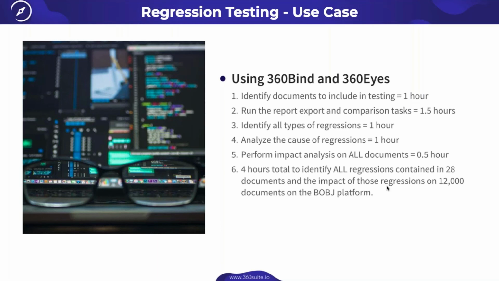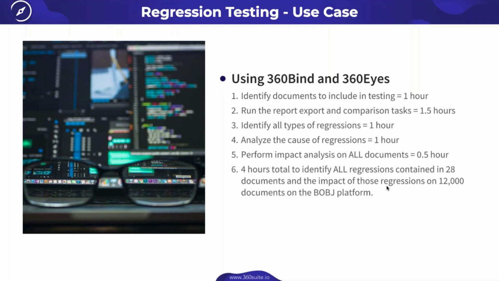They were able to identify the documents that they wanted to include in testing using 360 Eyes. That took about an hour. They ran the report, the export and comparison tasks. Setting that up took about an hour and a half. Identifying all the regressions, again, doing that analysis took about an hour. Then they looked at what was the cause of the regressions. That's where they found it was that variable syntax. They looked at the impact analysis on all their documents. Once they identified which ones were impacted, they wanted to make sure they were only looking at the ones that are being used, and if there are duplicate documents, not to worry about those. So really, in all, it took about 4 hours.